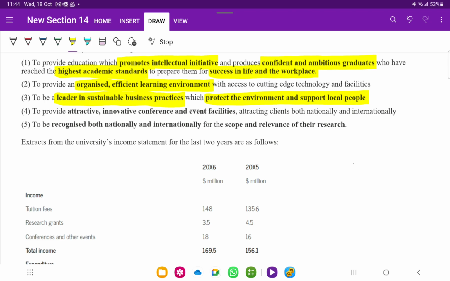To provide attractive and innovative conference and event facilities, attracting clients both nationally and internationally. So this is something related to probably research type of facilities, right? To be recognized both nationally and internationally for the scope and relevance of their research. So the fourth point is to provide attractive innovative conference and event facilities.